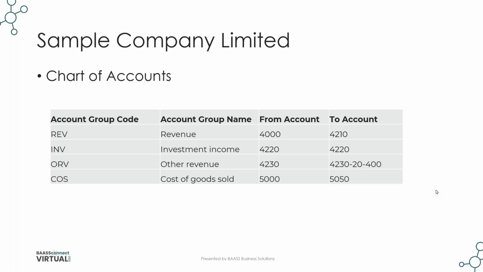With account group setup, for example, we have an account group revenue. We don't need to remember which accounts are under revenue. And if in the future I create a new GL account for revenue, I don't need to go back to my reports to add this new GL account. All I need to do is to make sure the new account is classified as revenue correctly in my system. Now, as you can see, I have account group code REV set up for revenue, and it is for account 4,000 to 4210. And then we have investment income IMV for the account group code. And then we have ORV for other revenue, COS for cost of goods sold.